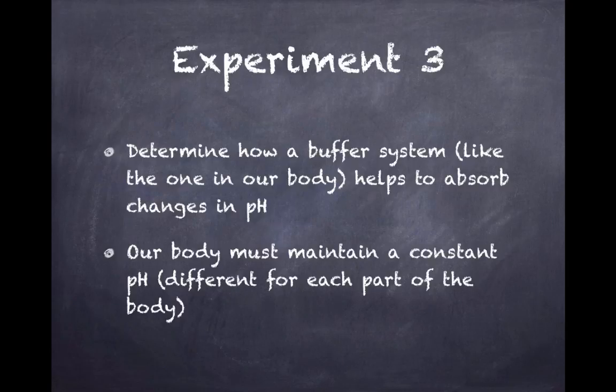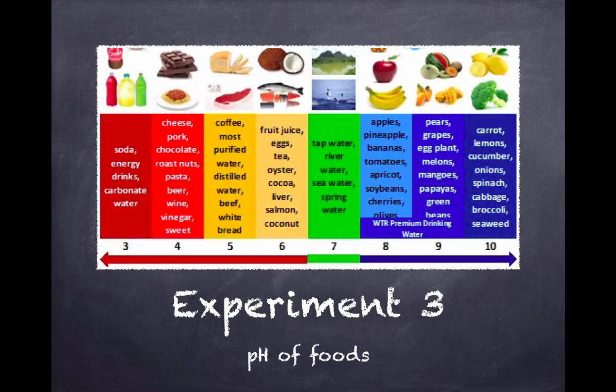Finally, in experiment 3, we will examine how our bodies use a buffer system to balance acids and bases in our body. Remember, our body must maintain a constant pH for each part of the body, no matter what it encounters. The foods we eat vary greatly in the pH, from very acidic things like lemon juice and vinegar to more basic or alkaline foods like broccoli and peppers. Our body must work hard to keep itself operating at an ideal pH for each individual tissue.